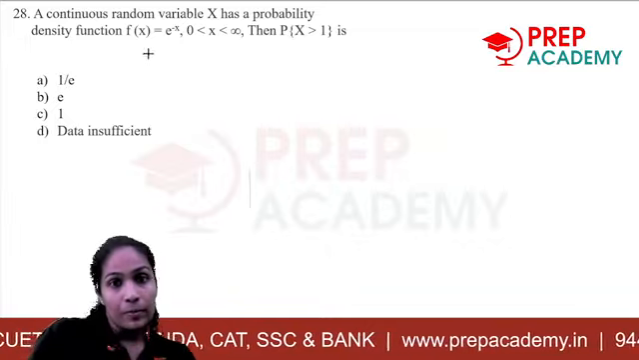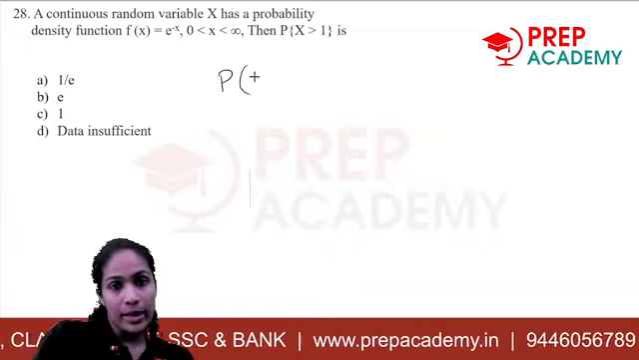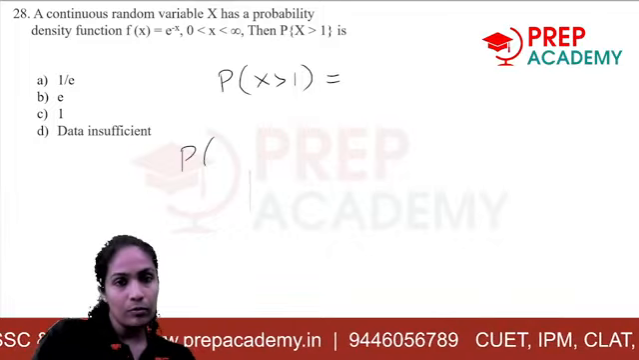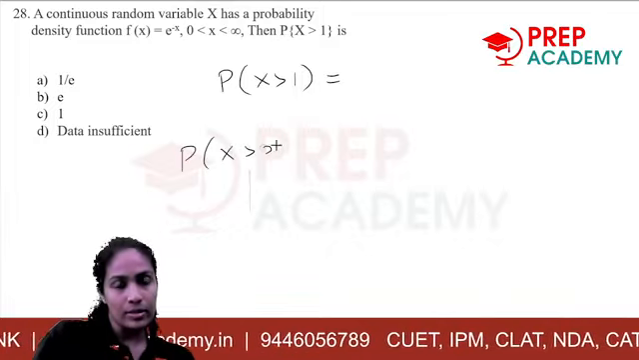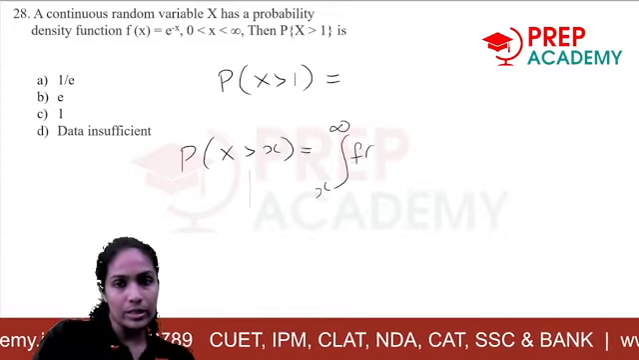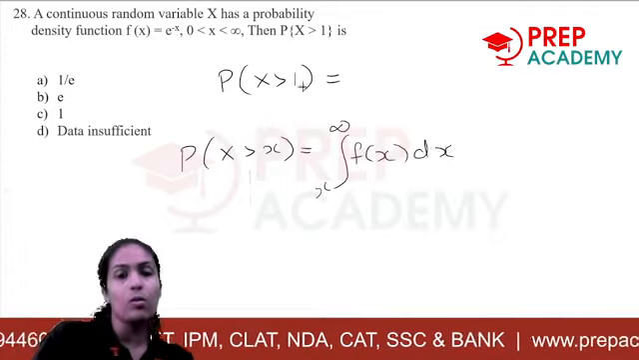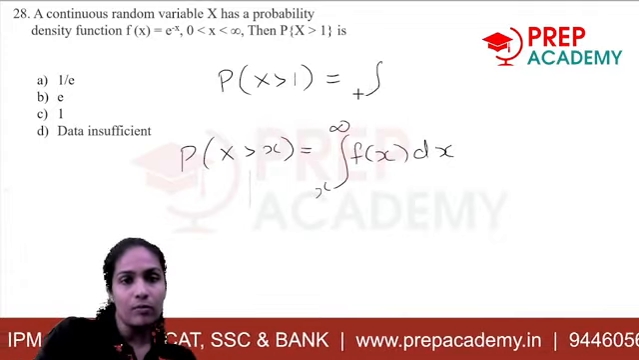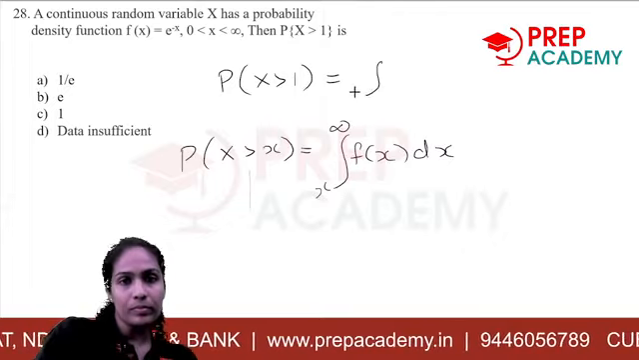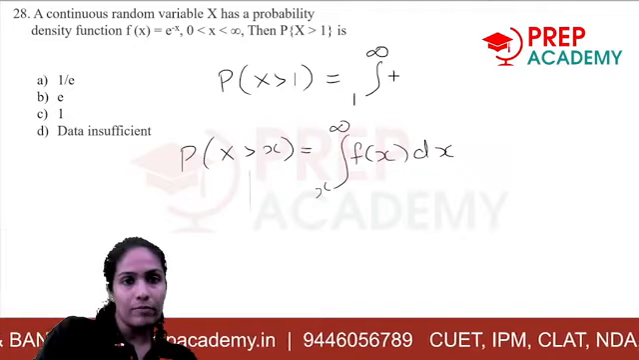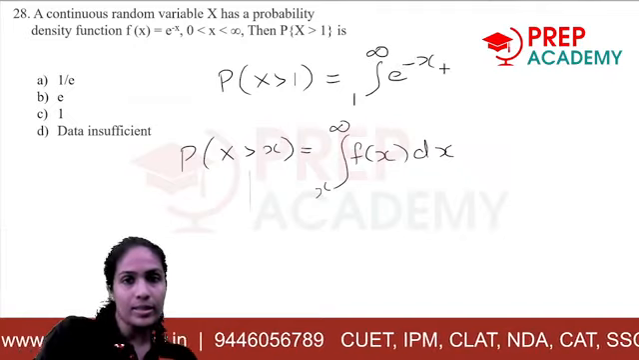So now, probability of x greater than 1 is defined as the integral of x to infinity f of x dx. You can apply this property here. So probability of x greater than 1 is defined as the integral from 1 to infinity, where f of x is e raised to minus x dx.